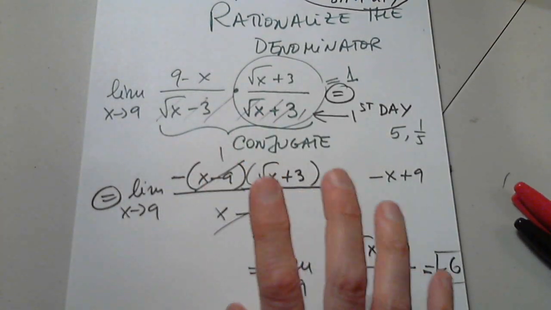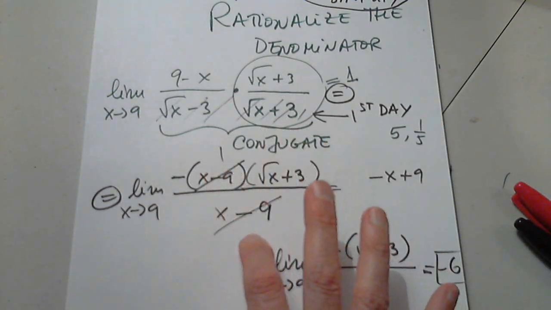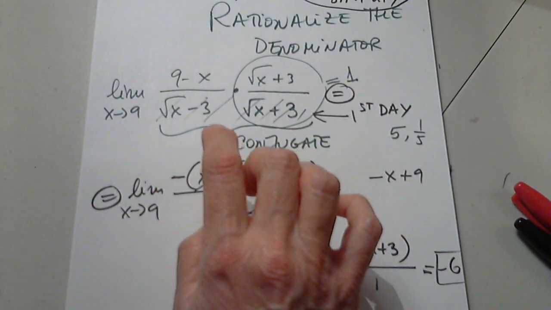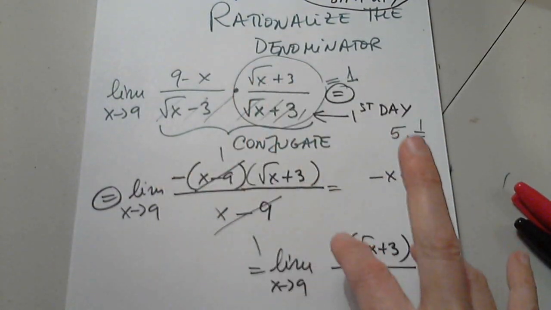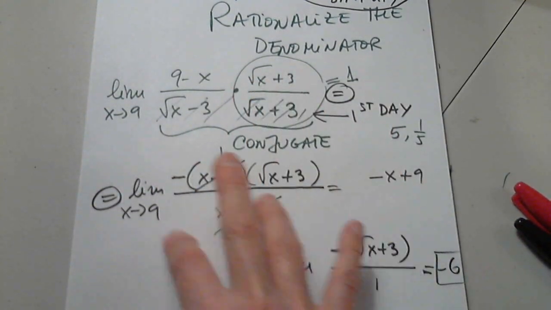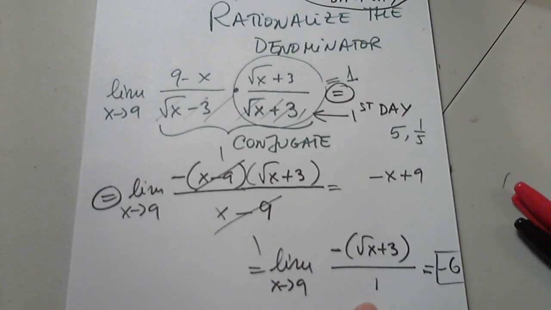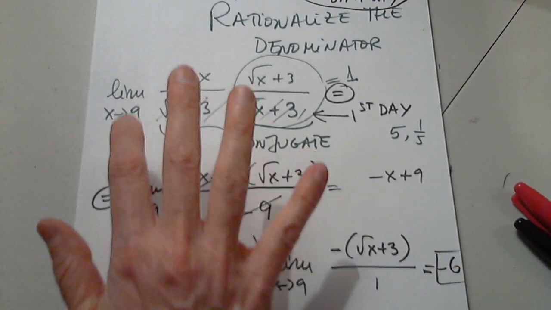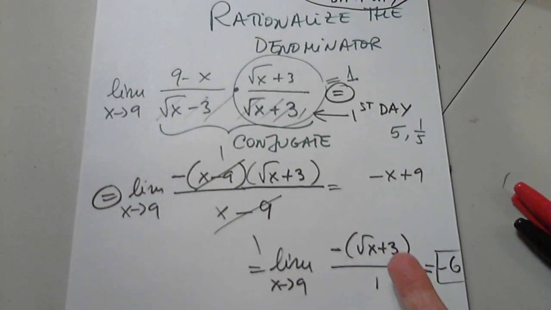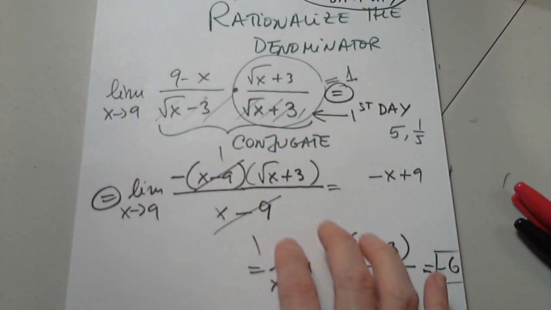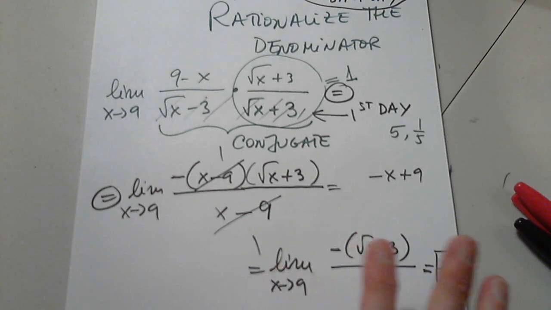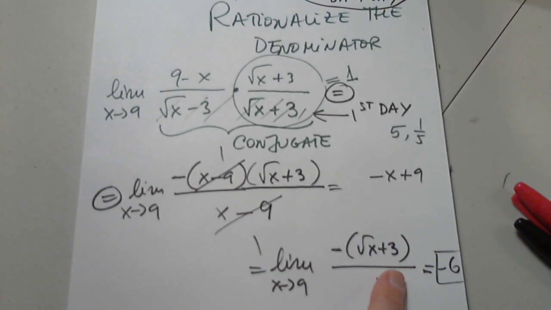I wrote 1 because if I don't write 1, some students say that's 0. No, it cannot be 0. X minus 9 simplifies with x minus 9. I copied again the same with the remainder, whatever was left, I copied it here. Now this is the time in which the limit operator is applied and it disappears. It cannot disappear till I apply it. I did apply it now. The limit of this, when x approaches 9, is -6. Is this okay?